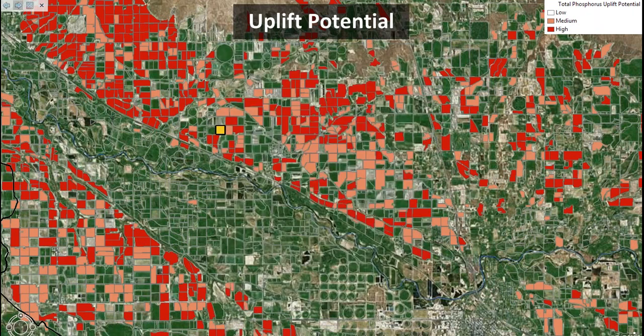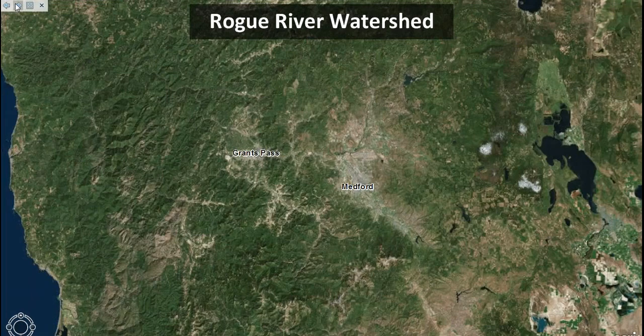So as Julia said, I'm going to take you over to the Rogue now, and certainly we'd love to answer some of your questions on the phosphorus side at the end of this session. But the Rogue is where we've really applied some of this watershed analysis. As Julia said, we're really just in the feasibility stage for phosphorus out in southwestern Idaho.